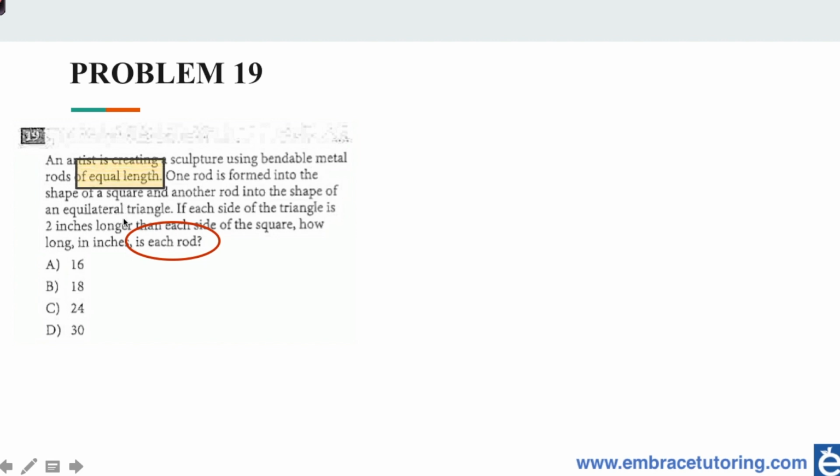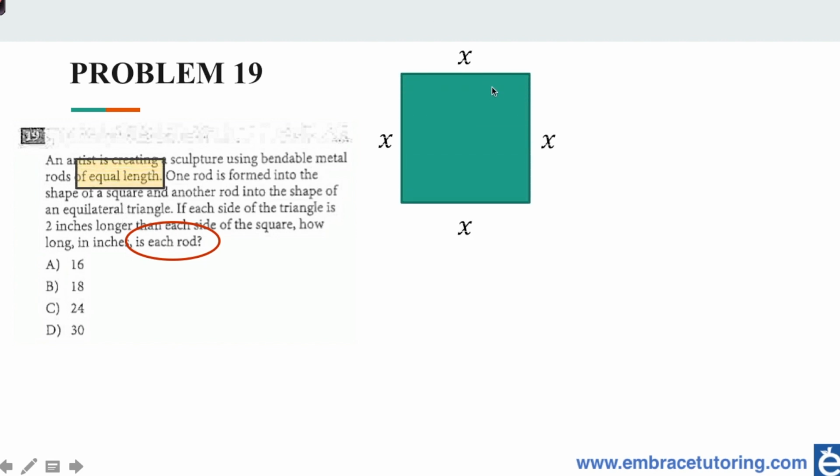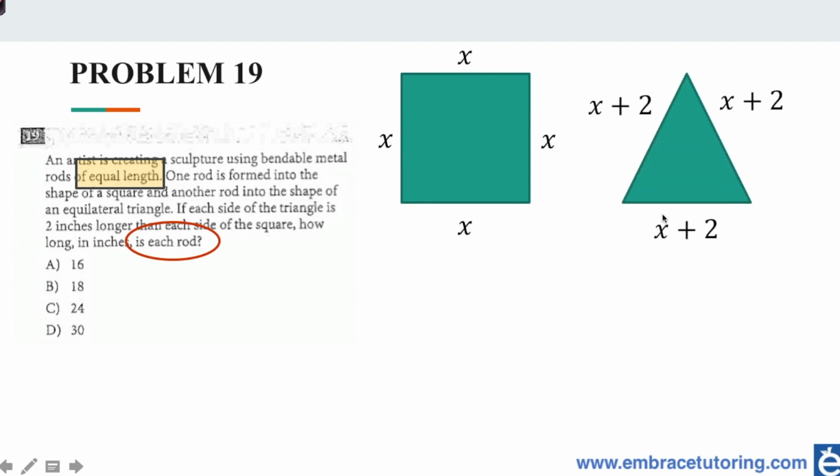Well, a square means that you will have 4 sides of equal length. So here I have x, x, x, and x, all representing the 4 sides of the square. An equilateral triangle represents that you have 3 sides of a triangle all of equal length. Now this says x plus 2, and the reason is it says each side of the triangle is 2 inches longer than each side of the square. But one thing to note is that the 4 sides of the square here are equivalent to the 3 sides of the triangle, given the fact that you're using the same amount.